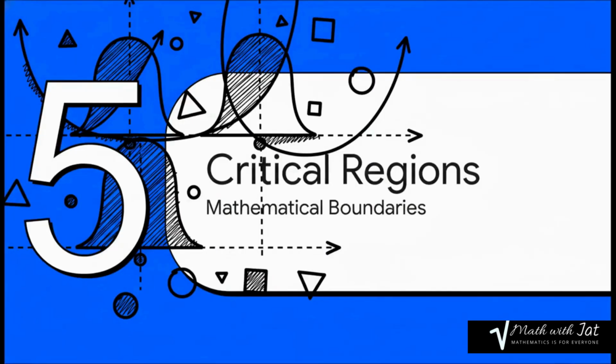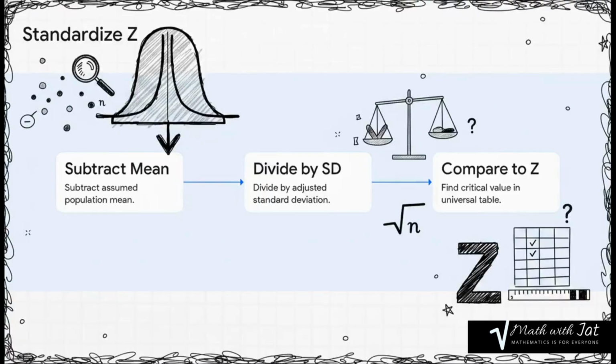Section 5, Critical Regions Explained. Okay, so you might be wondering, how do we find the exact numerical cutoffs for these mathematical boundaries without doing complicated calculus every single time? Easy. We standardize our test statistic. We use a nifty little coding formula to translate our specific, messy, real-world numbers into a universal standard normal variable, which we call Z. It's a three-step process.